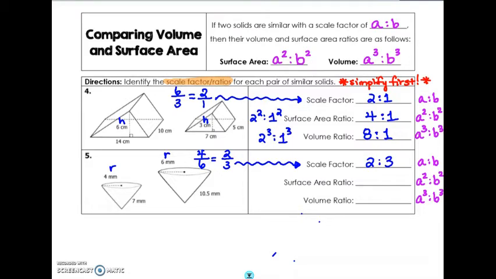For surface area, we're going to take those numbers and square them. 2 squared and 3 squared. 2 squared is 4. 3 squared is 9.